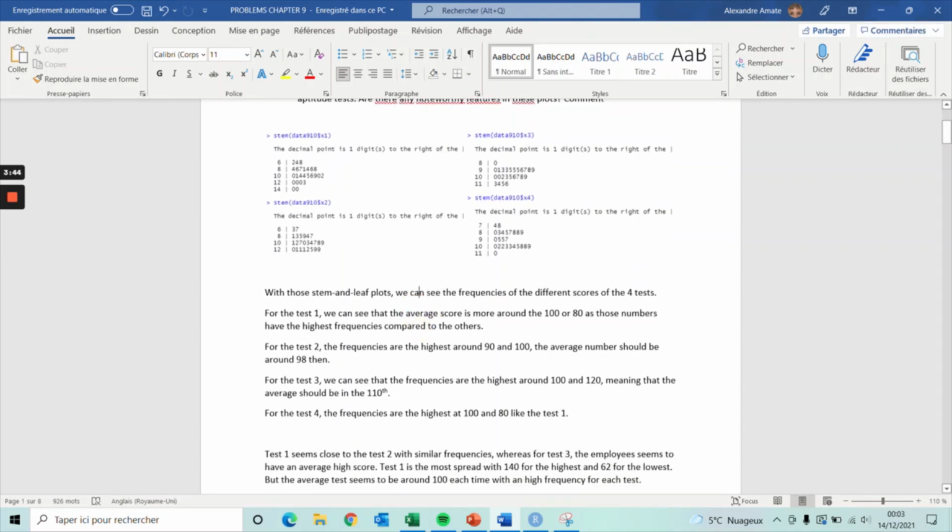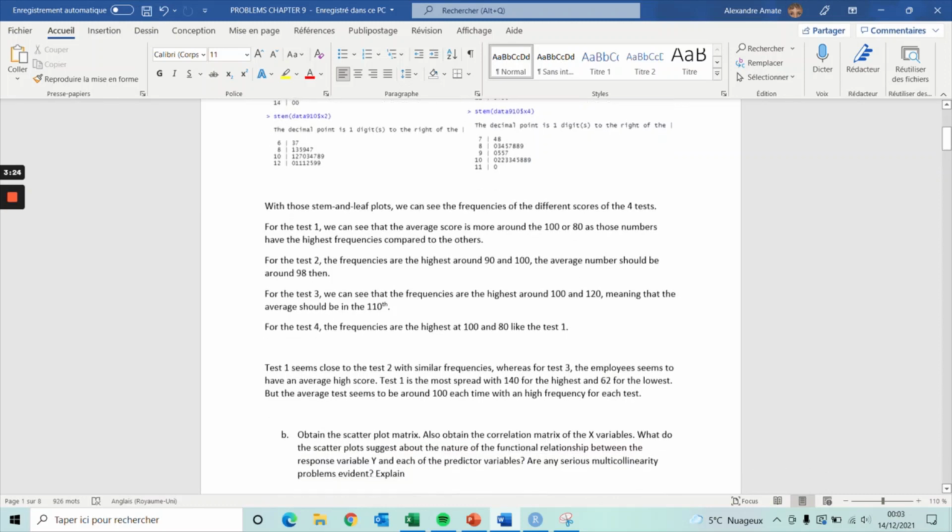So test one seems close to test two with similar frequencies, whereas for test three, the employees seem to have a high average score. Test one is the most spread, with 140 for the highest and 62 for the lowest, but the average seems to be around 100 each time, with a high frequency for each test.